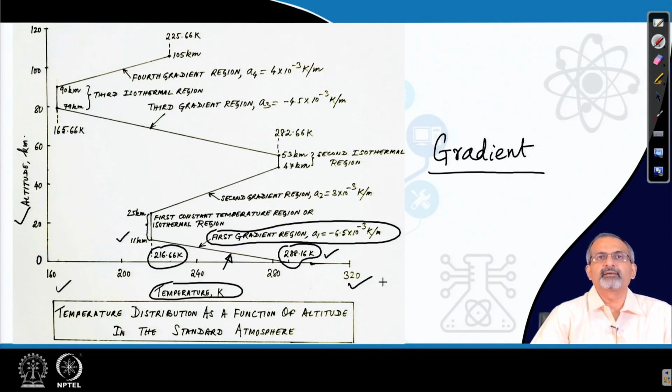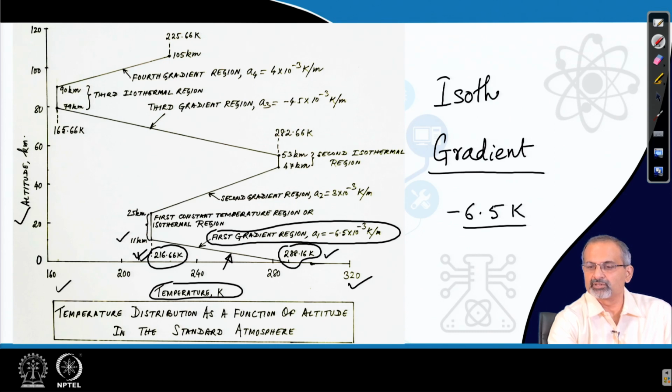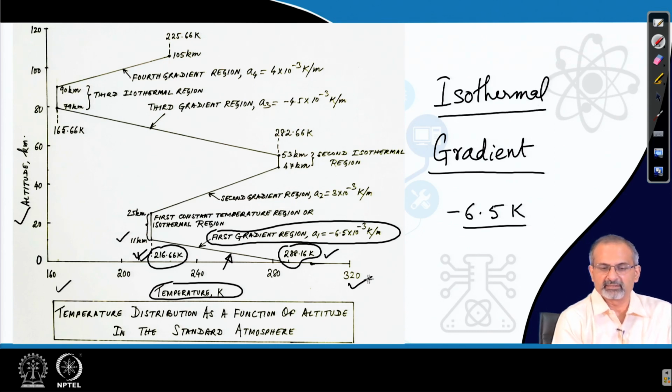At what rate does the temperature reduce? You would see that it drops by an order of 6.5 Kelvin per kilometer, and it is minus because it is reducing with gain in altitude. So, at that rate, it reduces to about 216.66 Kelvin at 11 kilometer altitude. From 11 to 25, it remains constant. That is what is called a constant temperature or isothermal region, and that is the first isothermal region that you encounter between 11 and 25 kilometers.